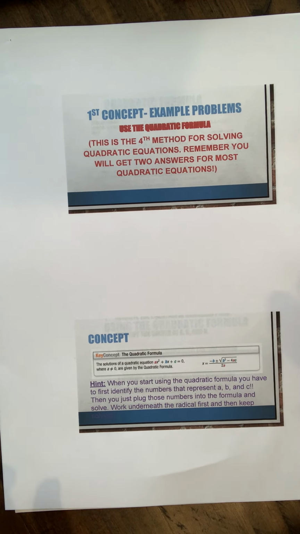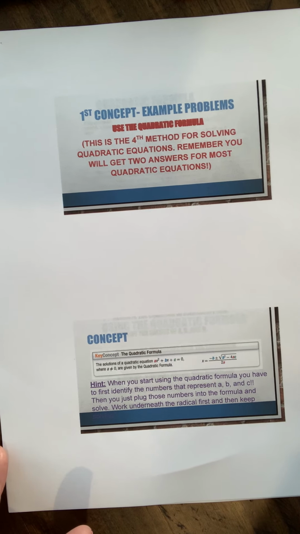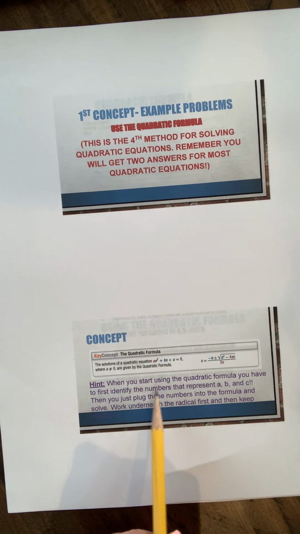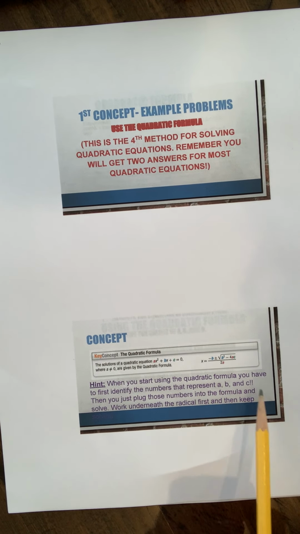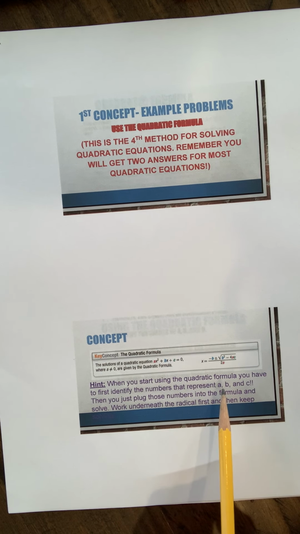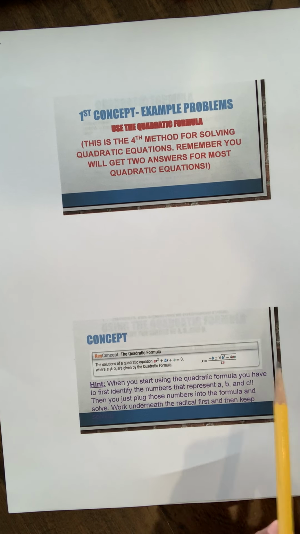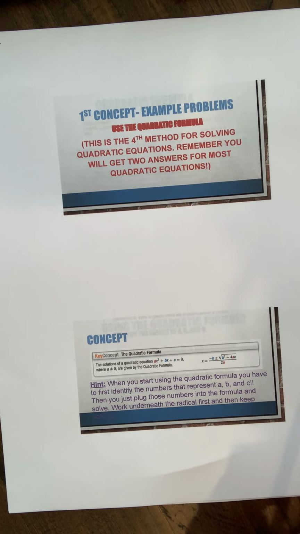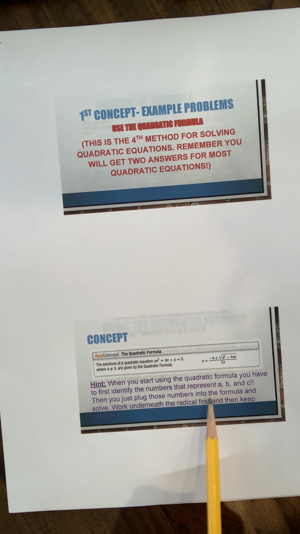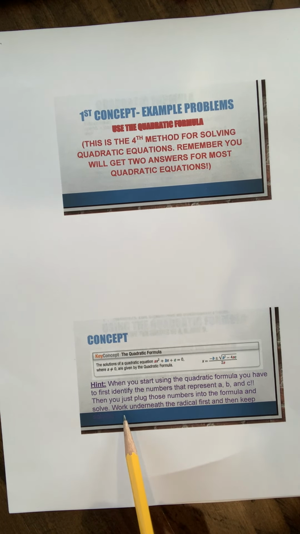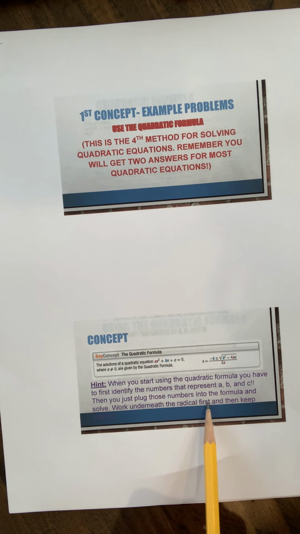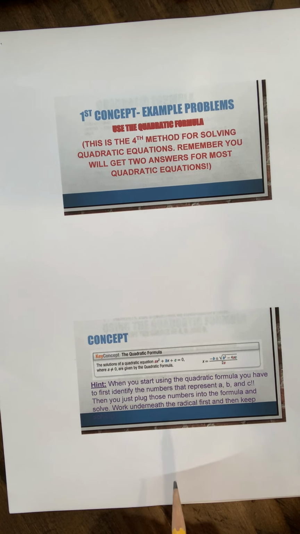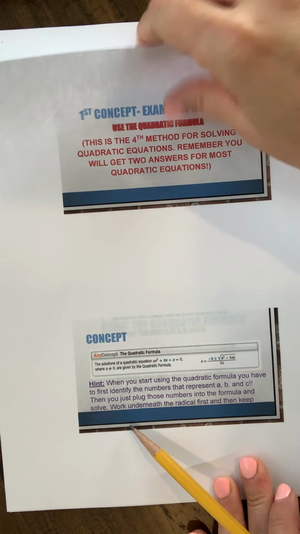So here are those hints that I talked to you about earlier, okay? When you start using the quadratic formula, you have to first identify the numbers that represent A, B, and C. Write it down until you get good at this. Then you have to plug those numbers into the formula and solve. You work underneath the radical first and then keep solving. Okay, so let's look at some example problems.